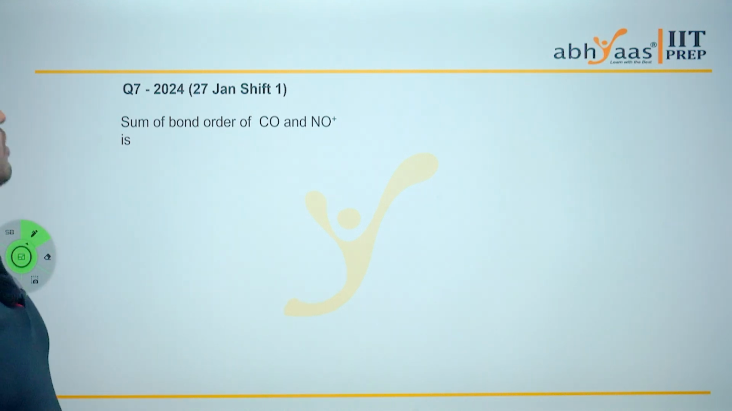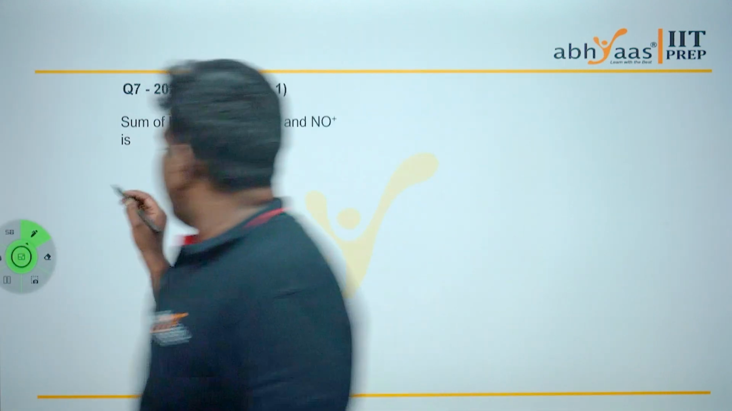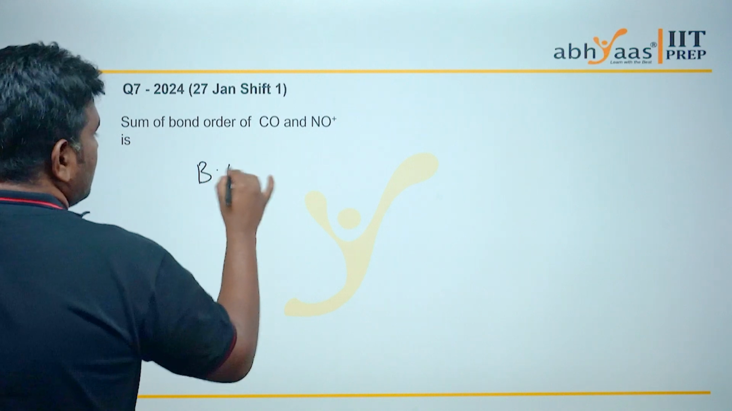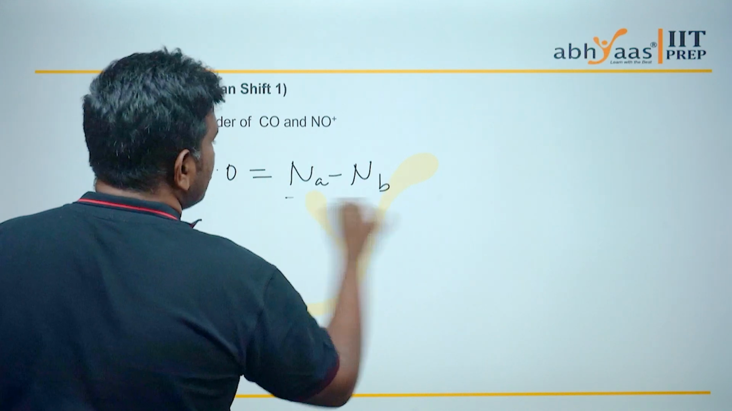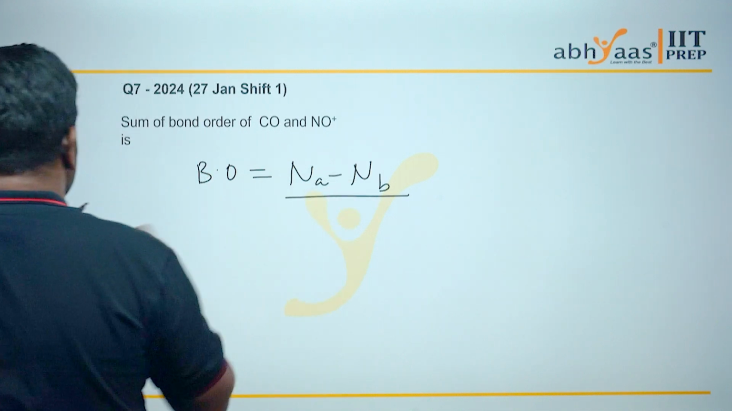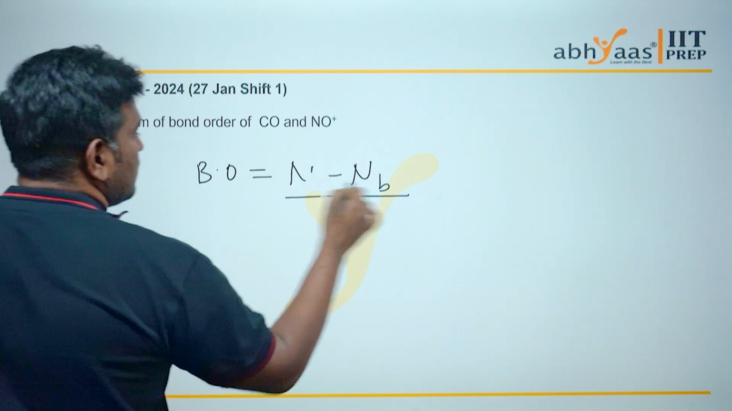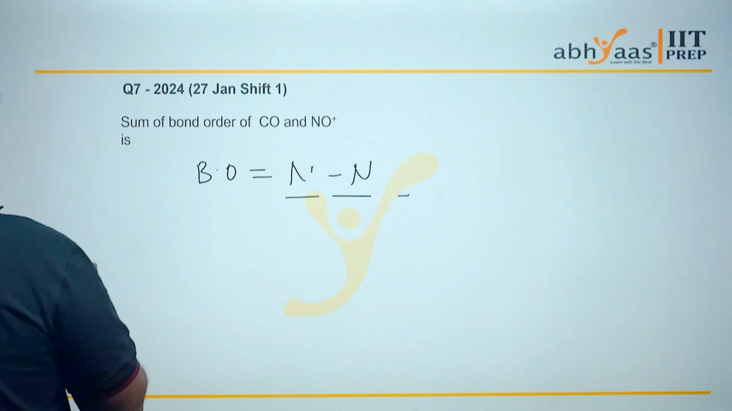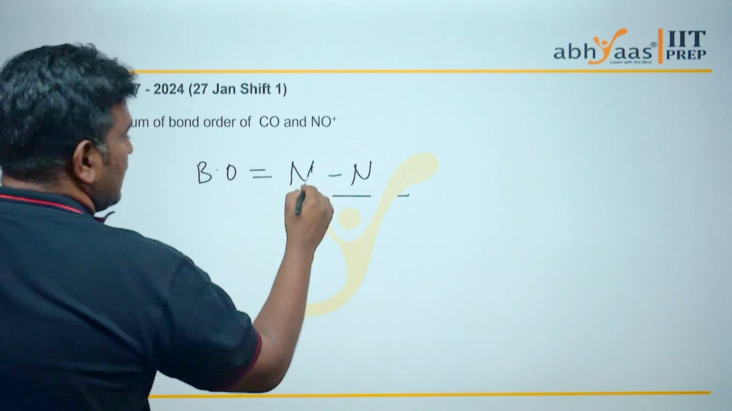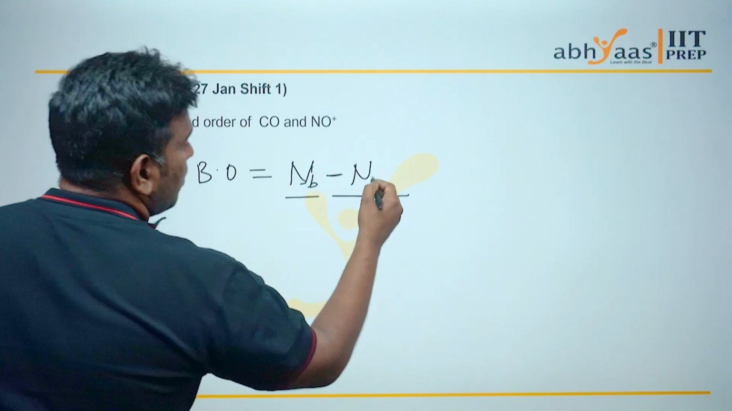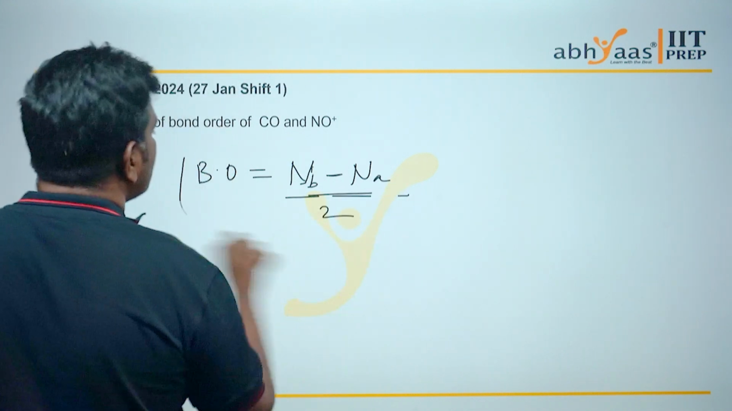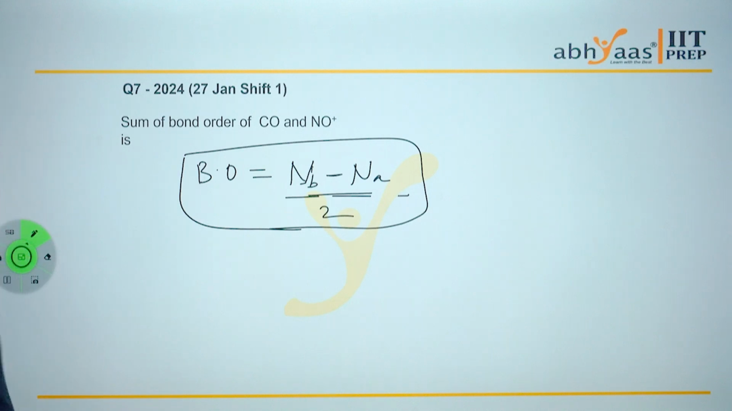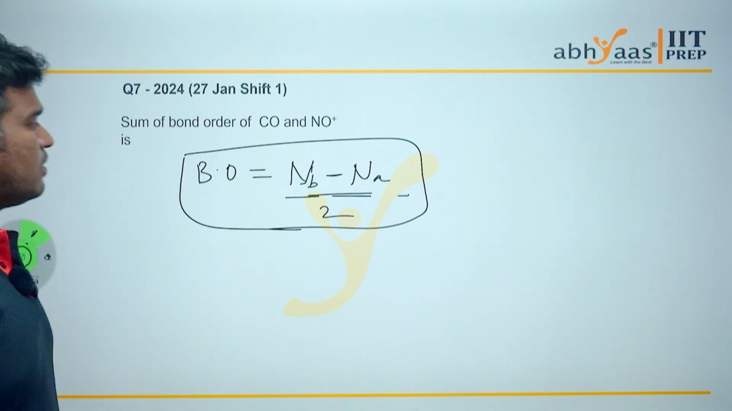Sum of bond order of CO and NO plus. So you know that we can find bond order by the formula: bond order is Nb minus Na divided by 2, that is, bonding orbital electrons minus antibonding orbital electrons divided by 2. You know this particular formula, and using this formula we can find out the bond order.